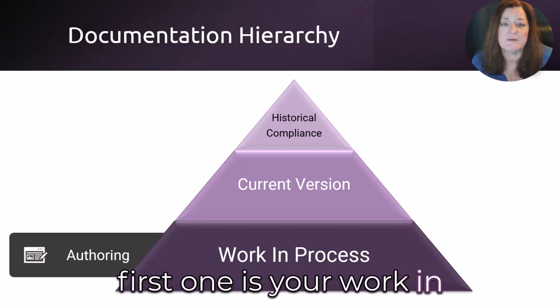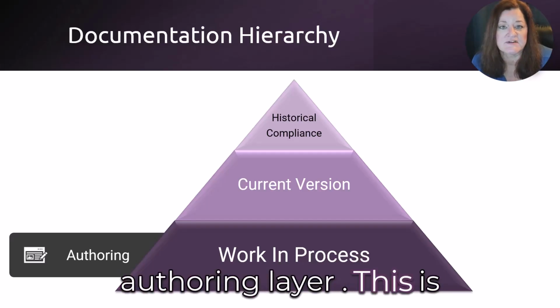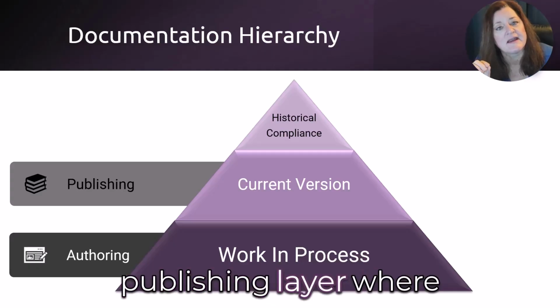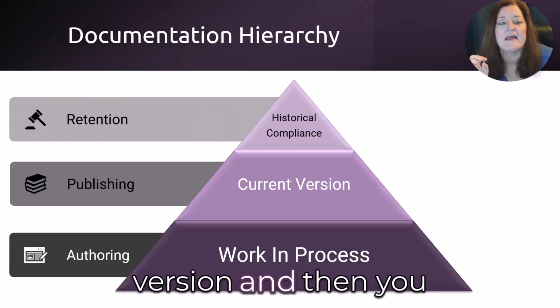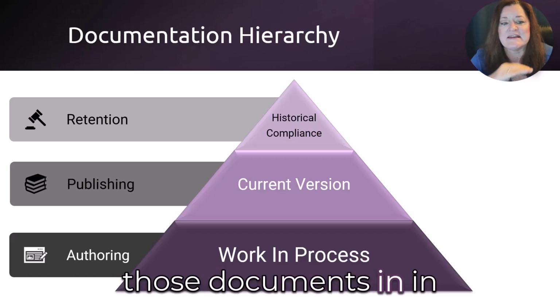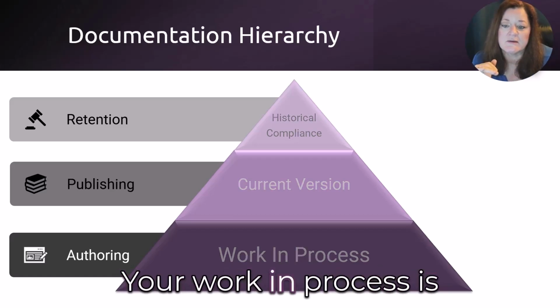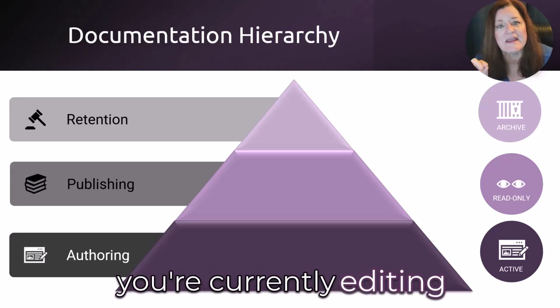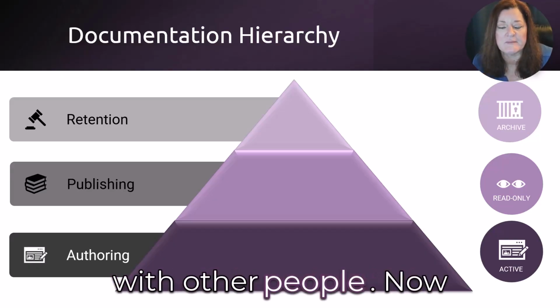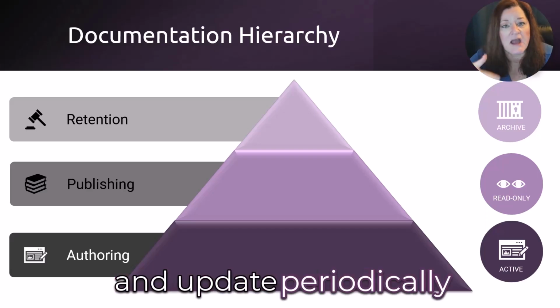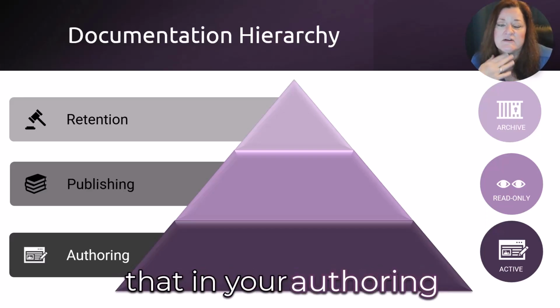The first one is your work in process, and that is the authoring layer. This is where content is actively being created. Then you have the publishing layer where you find the current version, and then you have your retention layer. So what state are those documents in those different layers? Your work in process is your active content. This is the stuff that you're currently editing or collaborating with other people. Now, you may have content that you need to keep and update periodically, and that's okay. Keep that in your authoring layer.